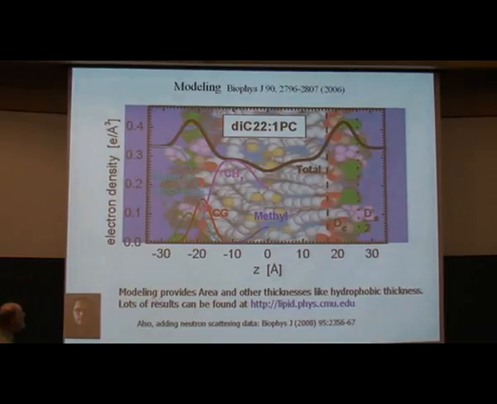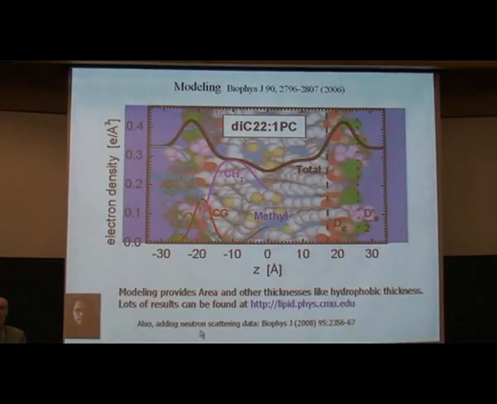This modeling here provides us with a lot of interesting numbers, like the area of the molecule and other thicknesses, and you can find a lot of results if you're interested in going to our website. We're adding neutron scattering. Sorry, this is a recent postdoc, Norbert Kucherka. His name got missing there. And he's now at Chalk River and does neutron scattering.